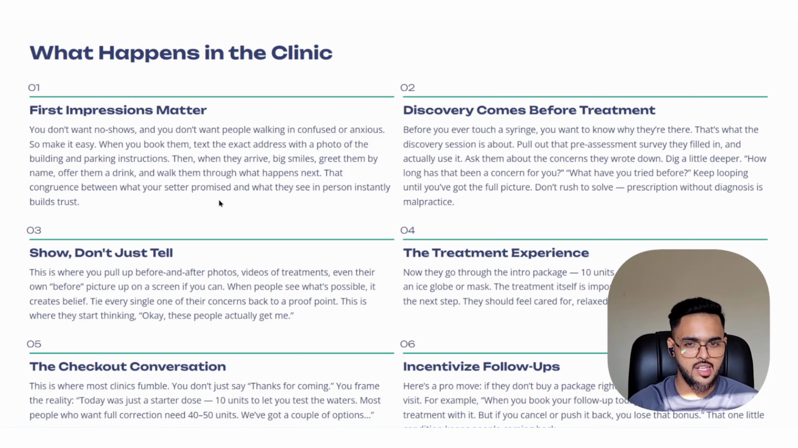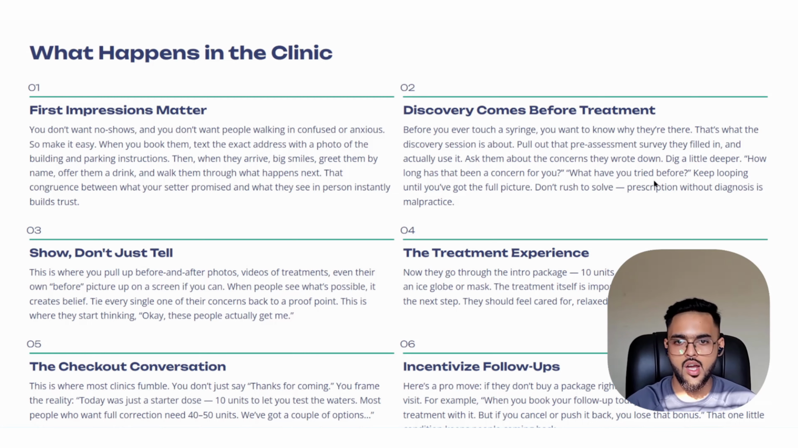The second step is discovery. Before you even touch a syringe, you have to know why they're here. So that's what the discovery session is about. Pull out that pre-assessment survey that they filled in and actually use it. So you can have that survey before they come in, or once they come in, once you've offered them drinks and stuff, ask them to fill out this survey and have questions that help you understand why they're here in the first place.